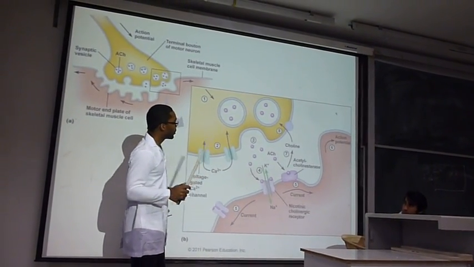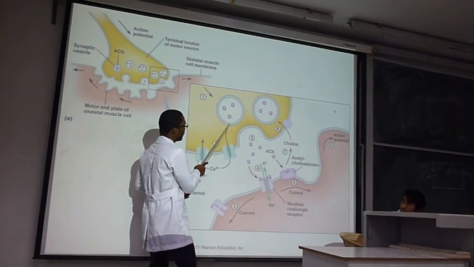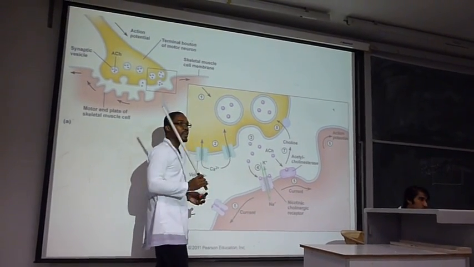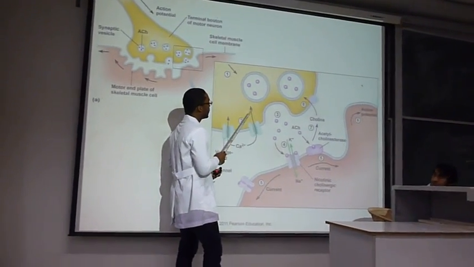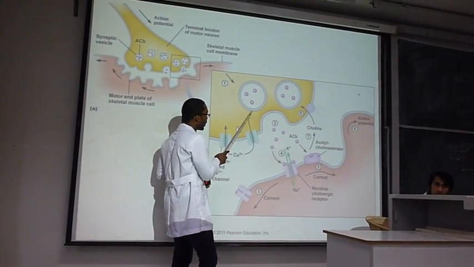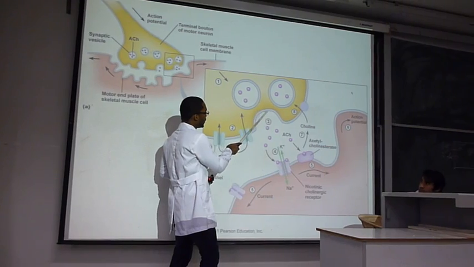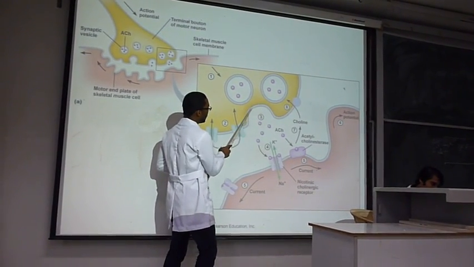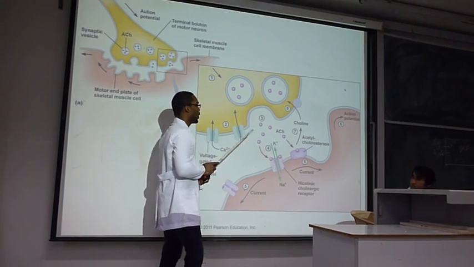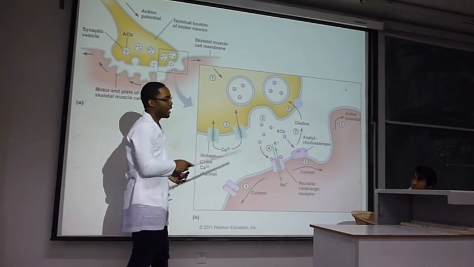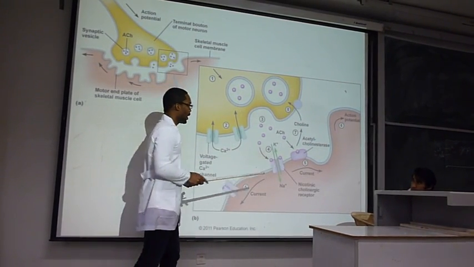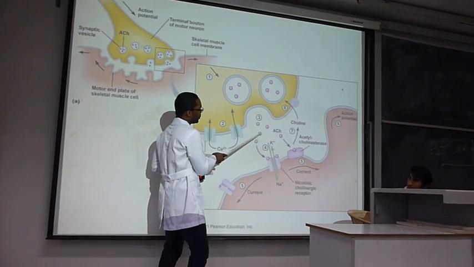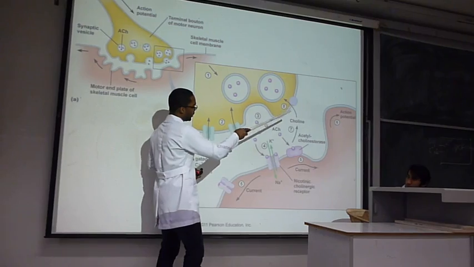Now what this calcium does is activate the proteins found on the vesicular membrane. The vesicular membrane is then able to dock or fuse with the proteins found at the presynaptic membrane. When it docks or fuses with the presynaptic membrane, the process known as exocytosis takes place. When exocytosis takes place, the acetylcholine is released into the synaptic cleft.